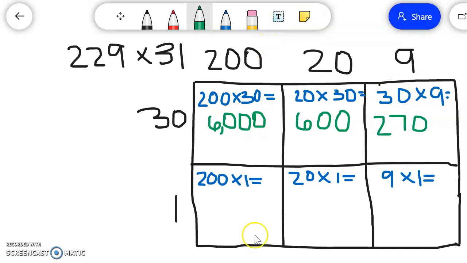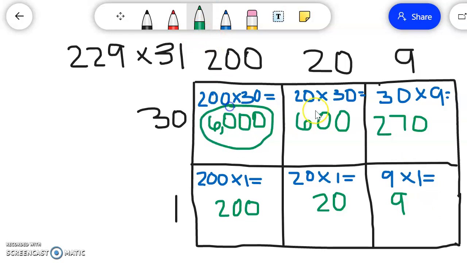Now I'm ready to go to the bottom row. Any number times 1 is itself. So 200 times 1 is 200. We got lucky on this one. 20 times 1 is 20, and 9 times 1 is 9. Now I'm going to circle all of my partial products.